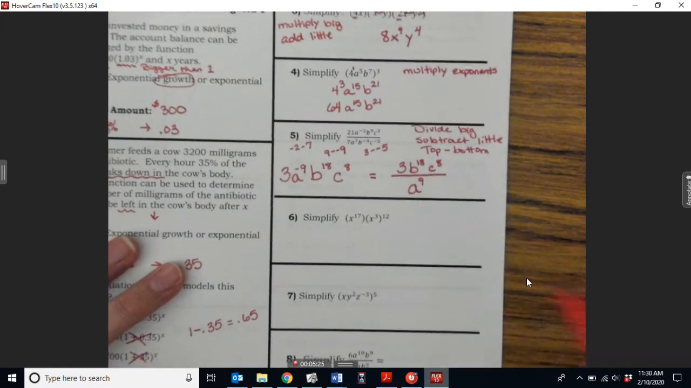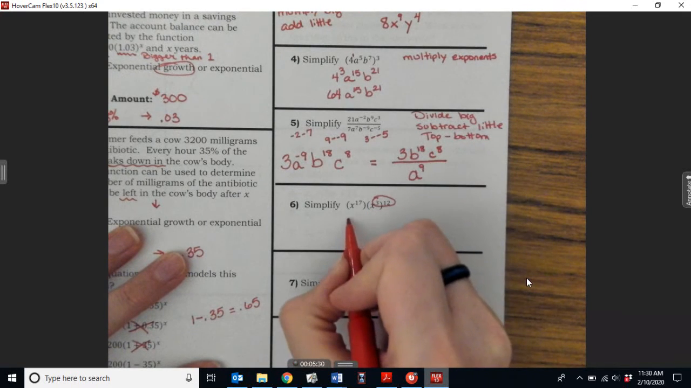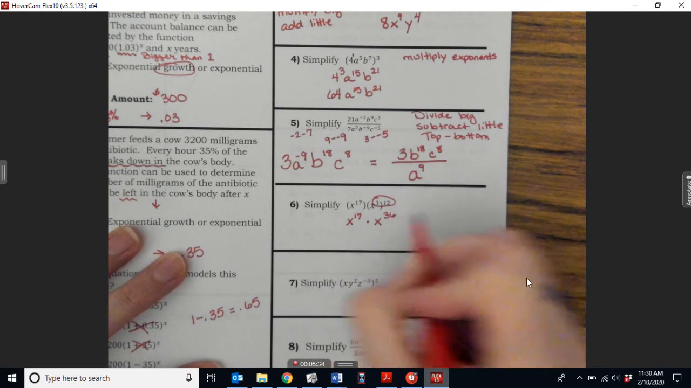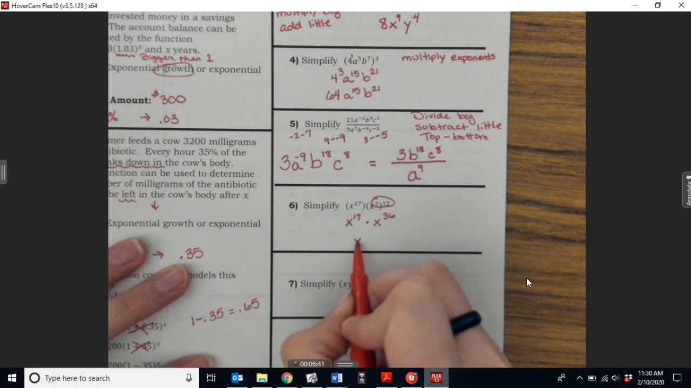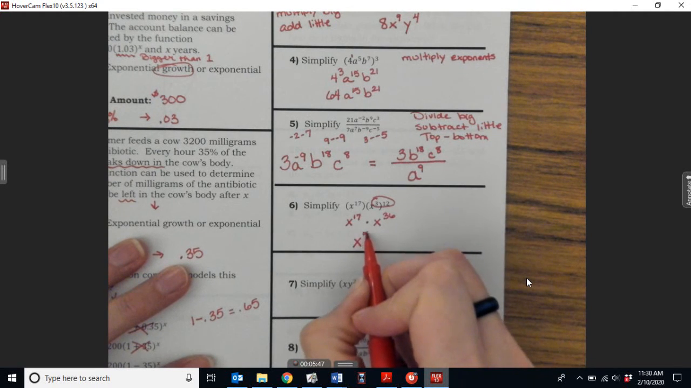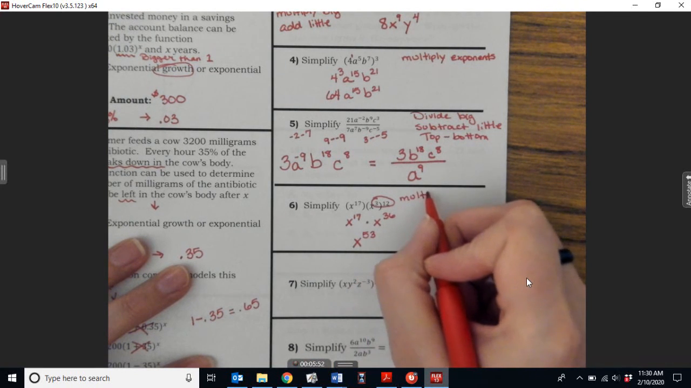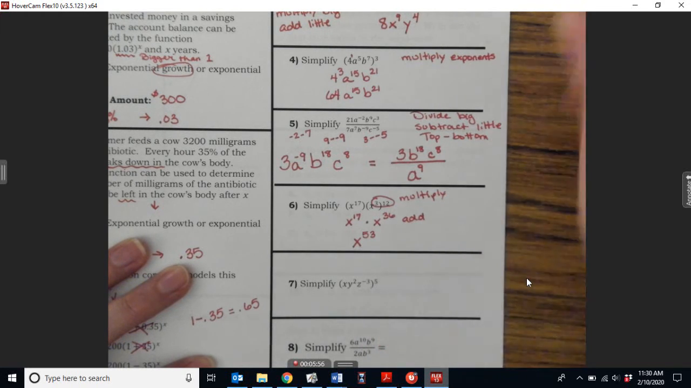Number 12, we have a combination of multiplying. So these two get multiplied. So I have x to the 17th times x to the 36th. And then we add the exponents. So I have 17 plus 36, which gives you 53. So multiply, then add. Okay?